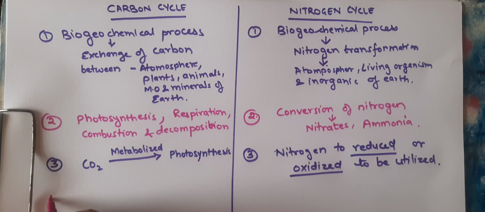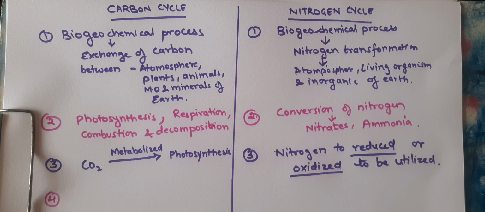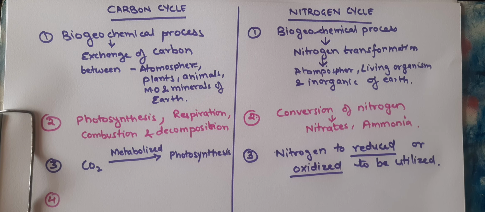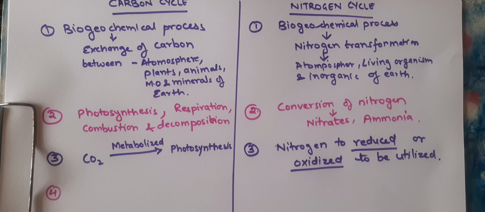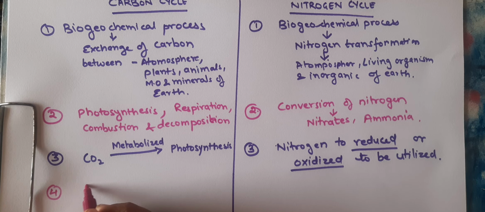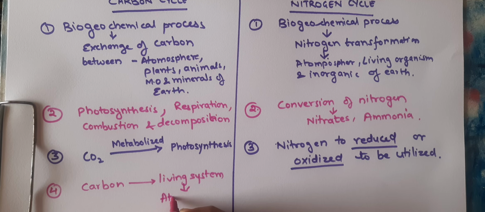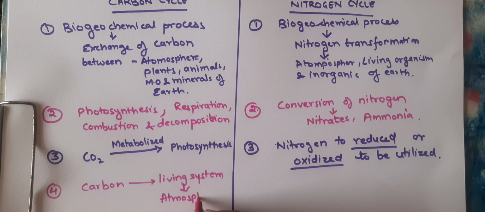And the last difference between the two processes: in the carbon cycle, the biologically fixed carbon moves from the living system and eventually it returns to the atmosphere. So the carbon will first move to the living system, and eventually from there it will again enter the atmosphere, it will be returned.